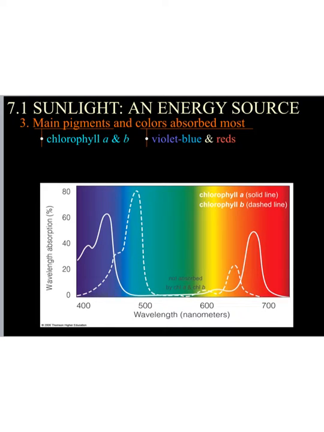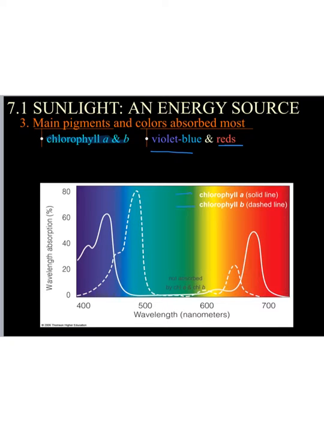Okay, so the two main pigments that we are interested in when it comes to photosynthesis are chlorophyll A and chlorophyll B. These are the pigments that are responsible for carrying out photosynthesis. In chlorophyll A, we see blue and violet light absorbed the most, and in chlorophyll B, we see red light absorbed the most. If we look at the absorption spectrum here, we have the solid line representing chlorophyll A and the dashed line representing chlorophyll B.